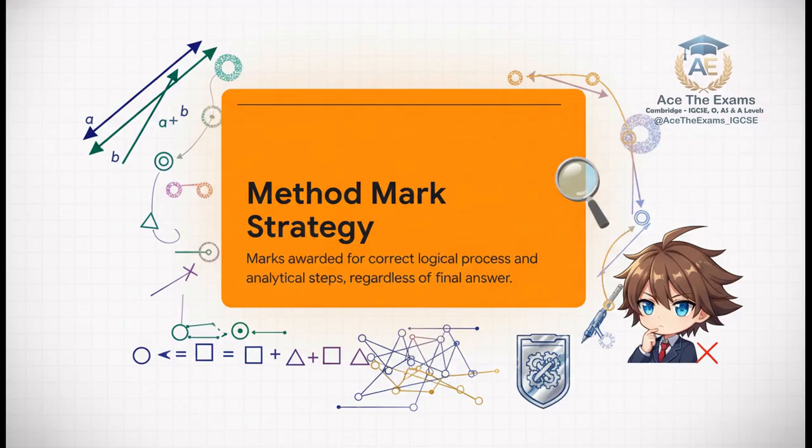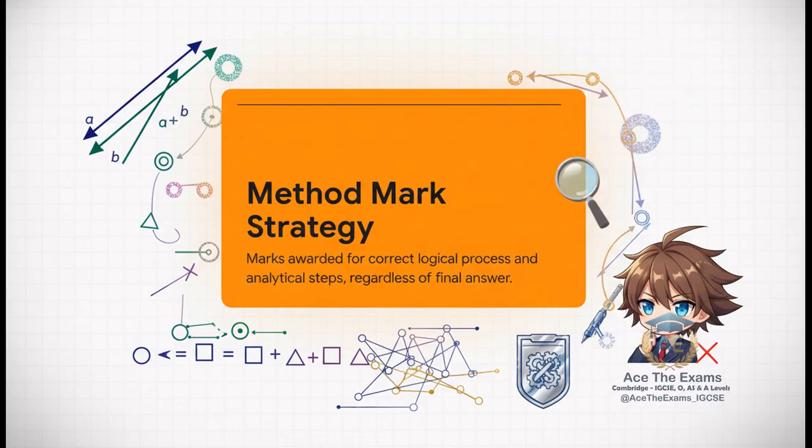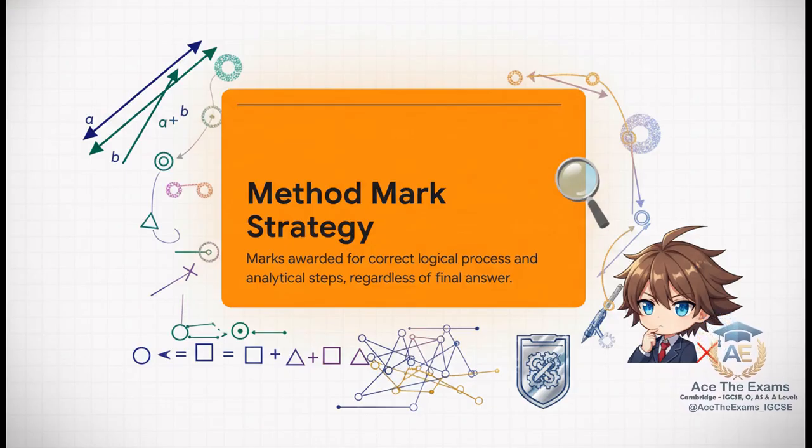The method mark strategy. In complex vector problems, marks are awarded for demonstrating the correct logical process and analytical steps, regardless of the final numerical answer. Let me repeat that just so it really sinks in. Marks are awarded for the process itself. This means that if you execute your analytical steps perfectly, but maybe you drop a negative sign right at the very end and get the final number wrong, you still get rewarded for your logic.